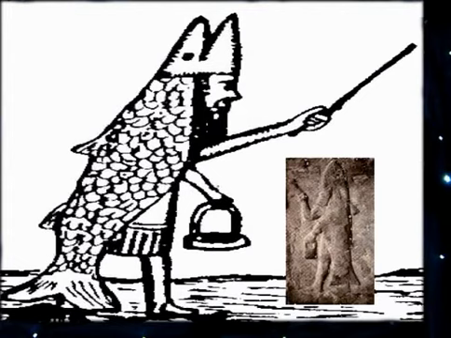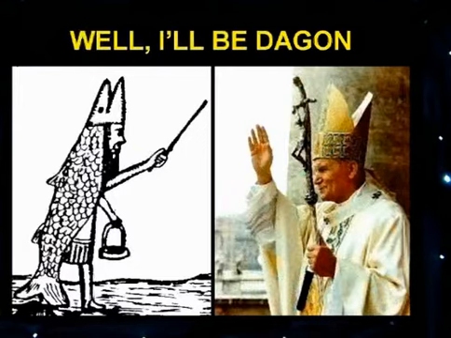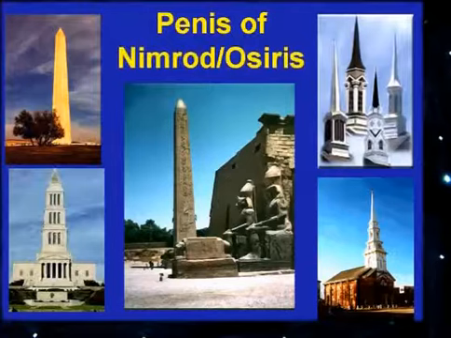This is another depiction of Nimrod in the ancient world. He was also the fish god. Again, Jesus, the fish. He had the fish head hat. This is an actual depiction from Babylon, and that's why we have the mitre on the Pope, because it's the Church of Babylon relocated.